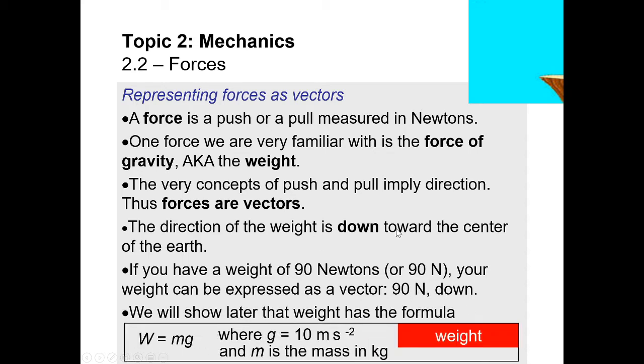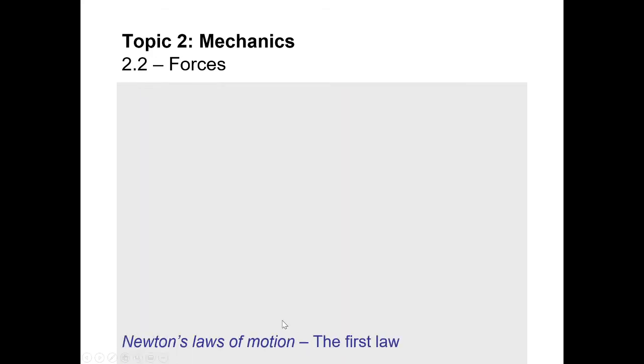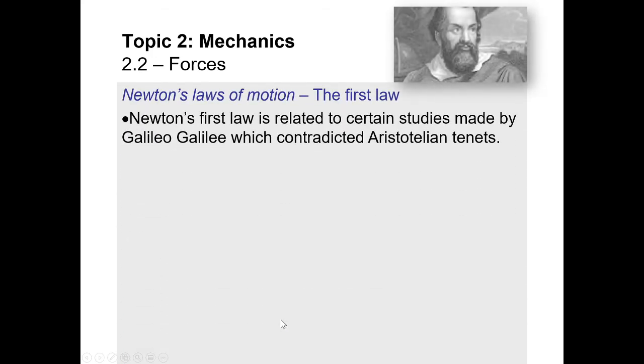Okay, weight is given by the formula W is equal to mg. M is mass, measured in kilograms. g is the acceleration due to gravity. Now, while in the slides it does say 10 just for simplicity, we are going to be using the value in the data booklet, which is 9.81. Okay. So we'll come back to that formula.